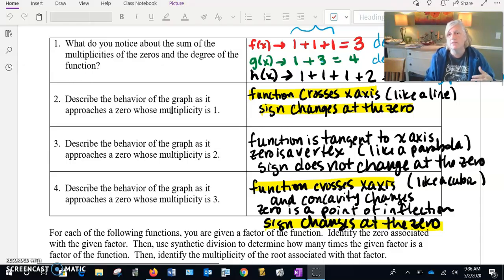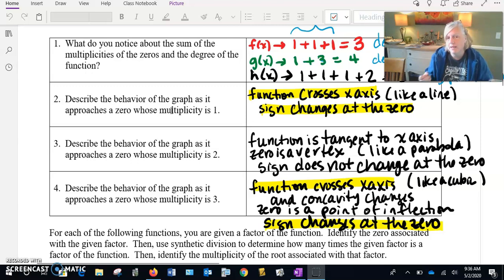When it crosses like a line, just straight across, then we would know that most likely the multiplicity is going to be 1. And if it looks like it crosses like a cubic, where you have a kind of flattened little point of inflection going up like that, then that is going to be an indication that you have a multiplicity of at least 3.